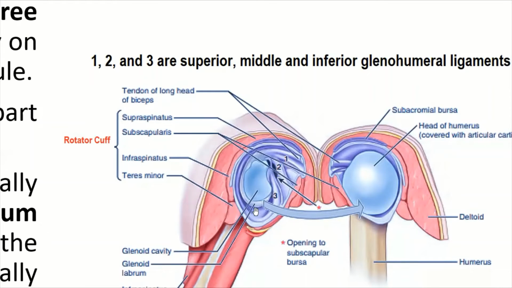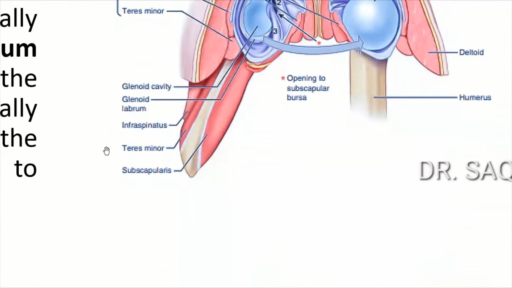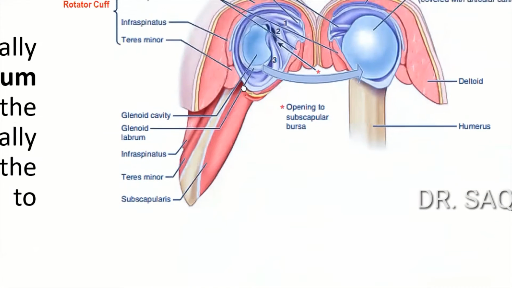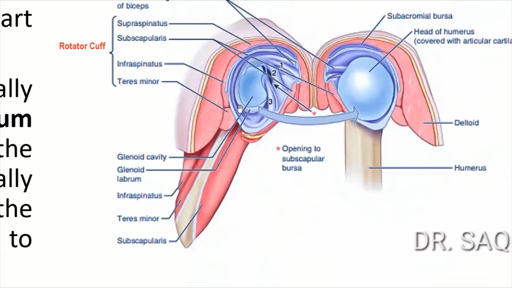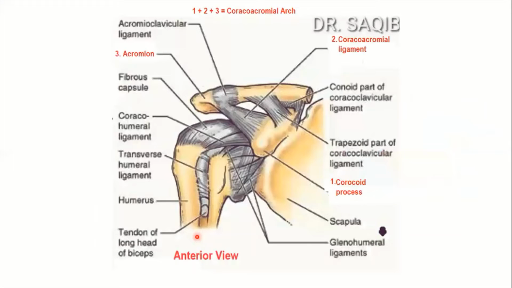You could see their attachment to the labrum, right? This is the labrum here. Yes, you could see this. This is a glenoid labrum over here. So they are going laterally and inferiorly from the glenoid labrum at the supraglenoid tubercle of the scapula, and these blend distally with the fibrous layer of the capsule where it attaches to the anatomical neck of the humerus.